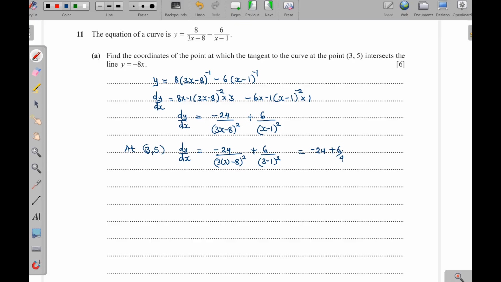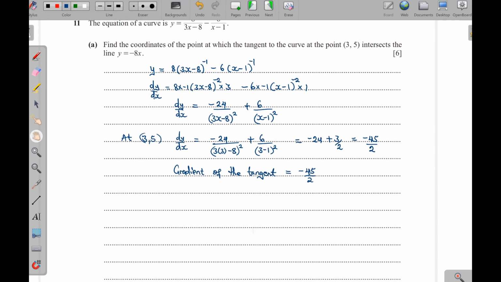By 3, 2. By 2, 3. Then by 2, 2. So we have a 3 over 2 here. Now, this times that, what do you get? -48, then plus 3, that will be -45, then out of 2. So this one will give us -45 out of 2. So therefore, the gradient of the tangent is going to be equal to -45 out of 2.